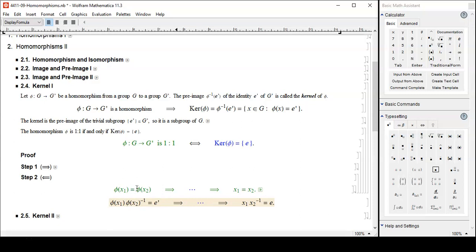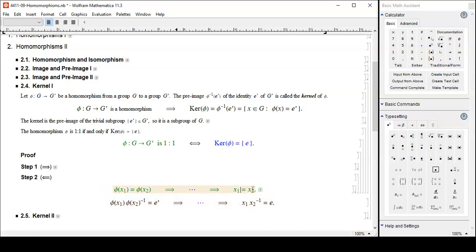Flip this to the other side. So this one here, phi of x1 is equal to phi of x2, versus phi of x1 times the inverse of phi of x2 is e prime. This one here and that one there are the same. Does it make sense? So if you just multiply by the inverse to both the left hand side and right hand side here, I'm going to get cancellation to this e prime. So in the end we get what we want.